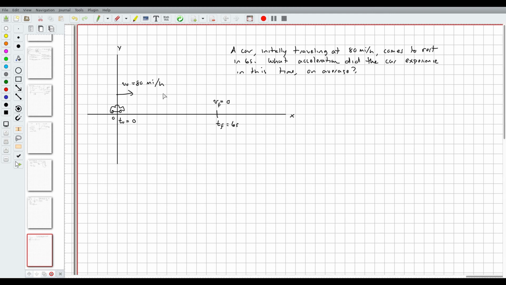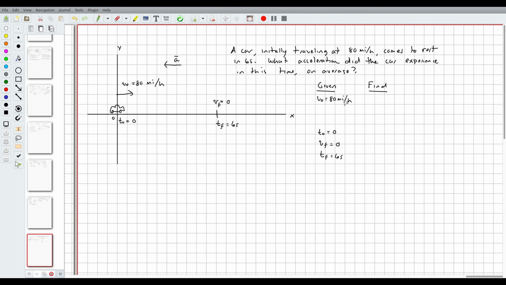So if your car is moving to the right and you want to slow it down, wouldn't you need to push on the car this way to get it to slow down? Well, let's see if that's going to end up being the direction of our acceleration. So, given, find, what have we been given? My initial velocity is 80 miles per hour. I'm going to need to convert that, like I said, and I'm going to leave a gap down here to where I can convert it. My initial time is 0. My final velocity, I actually come to rest. And it takes me 6 seconds for that to happen.